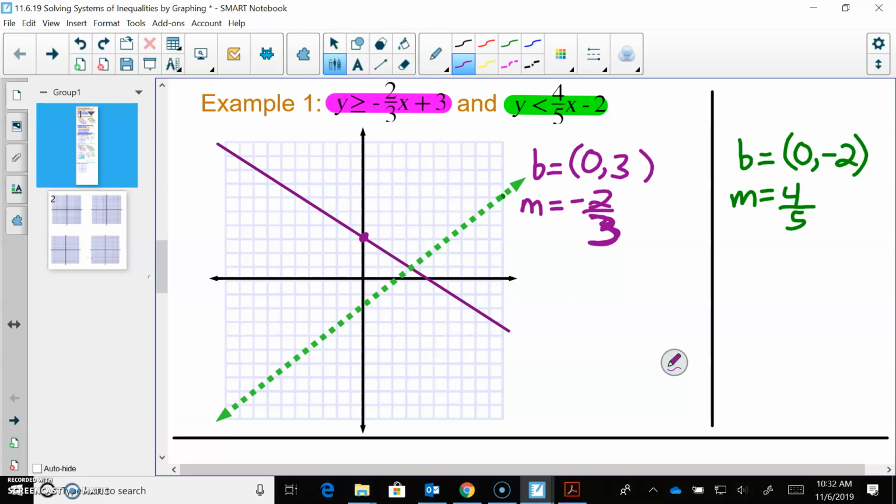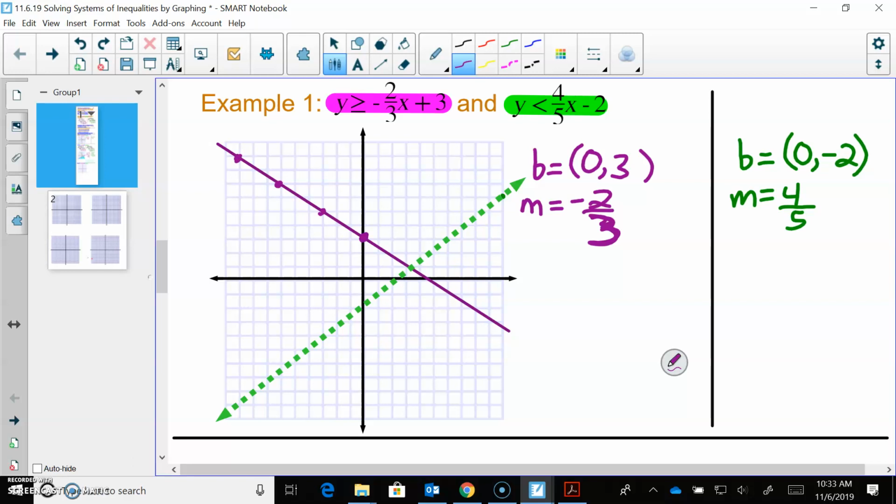From that point, I then need to figure out my slope. So my slope is always the number in front of the variable. So in this case, it's negative 2 over 3. So with negatives, you need to go up 2 and then to the left 3, or you can go down 2 and to the right 3. So I'm going to do both. I'm going to go up 2 and to the left 3 and put a dot, and repeat that.